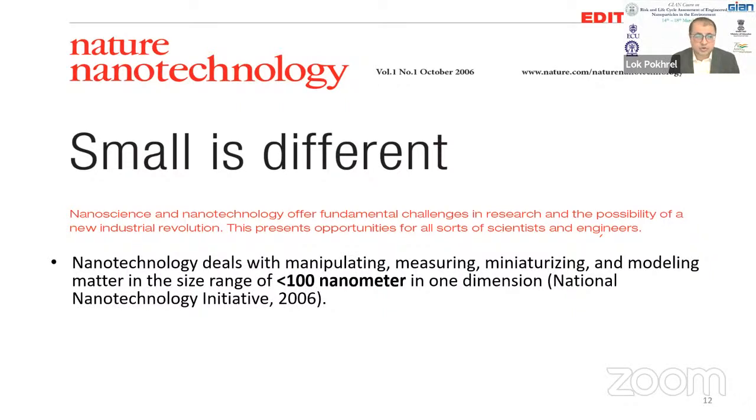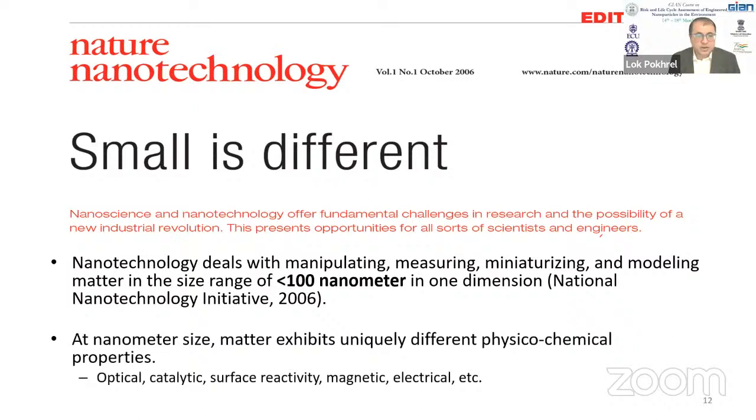Throughout the course, I think we'll be talking about the size-related effects, or whether or not size is important. So at this small size scale or nanoscale dimension, matter exhibits uniquely different physicochemical properties. Some of these include optical or plasmonic property, catalytic property, surface reactivity, which could be because of the surface charge or because of surface defects, magnetic property, electrical property, as well as mechanical property related to strength and other properties.